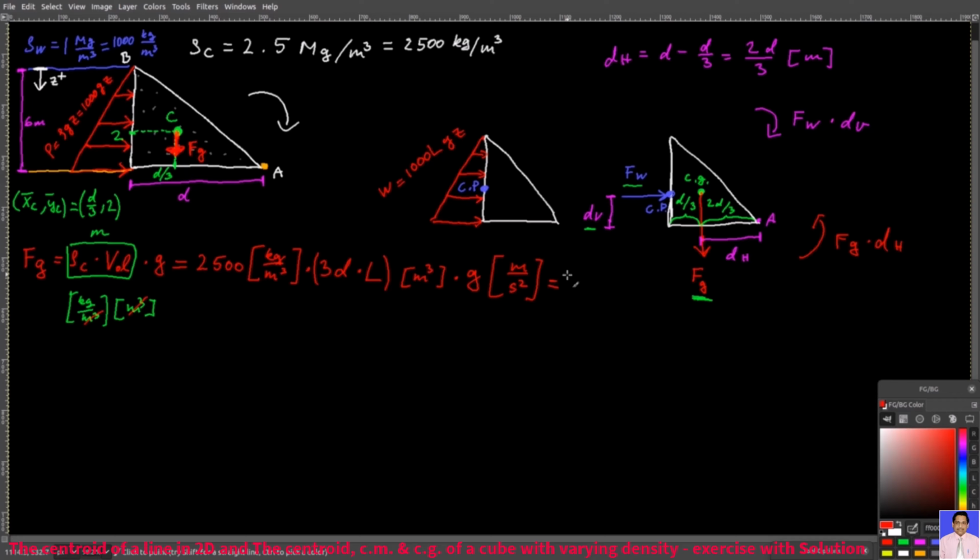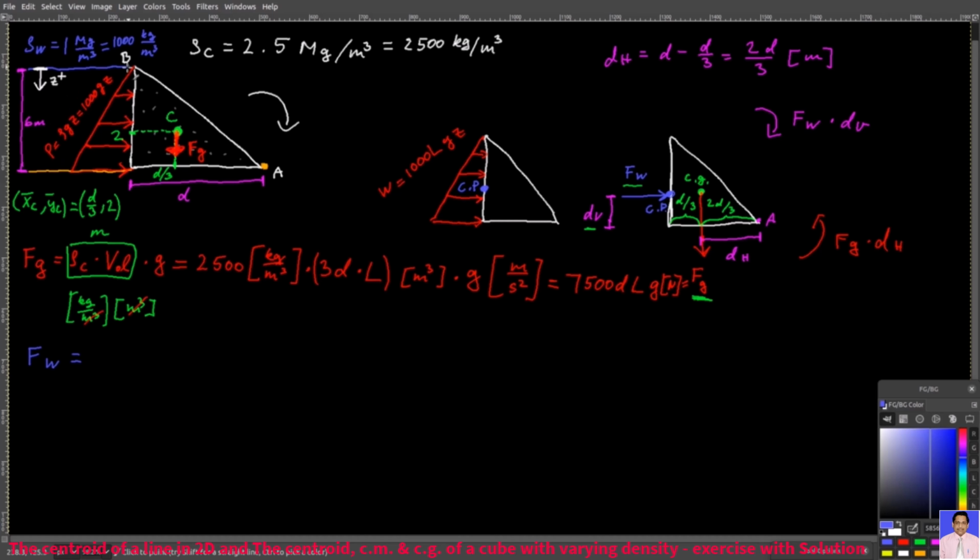And so you will have 7,500 times D times L times G newtons, and that's your force of gravity. Then Fw equals, and now we will start going from the top in the downward direction.